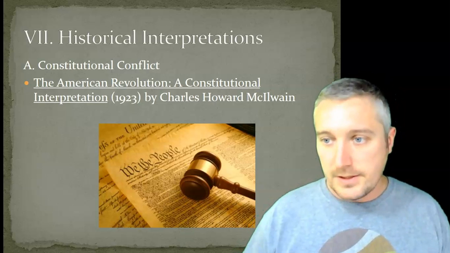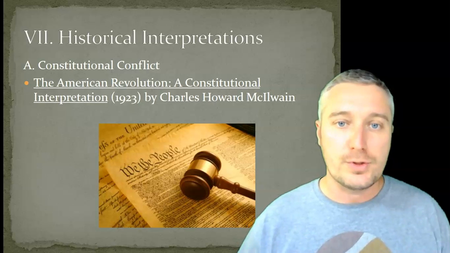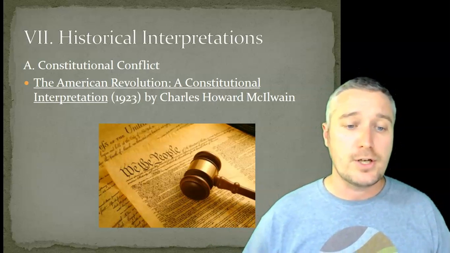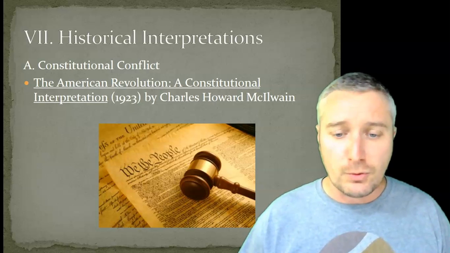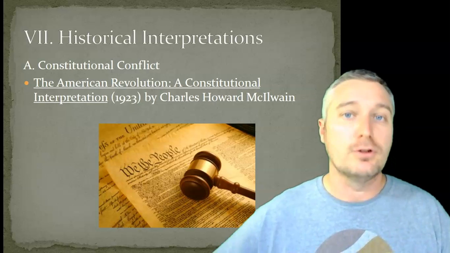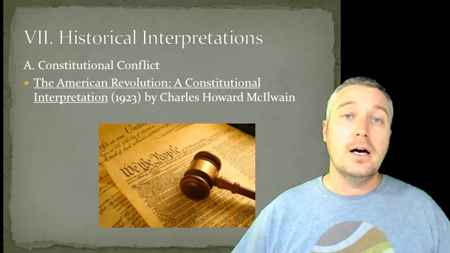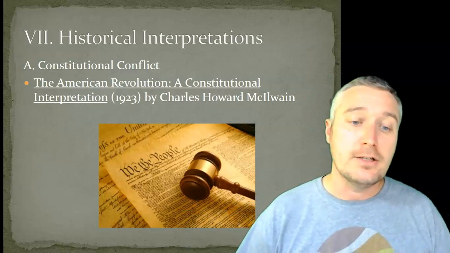According to this interpretation, the revolution was brought about because the Constitution of Great Britain had failed, that the English Constitution was violating the rights of Englishmen, and that revolution and the U.S. Constitution was the only way to correct those injustices.